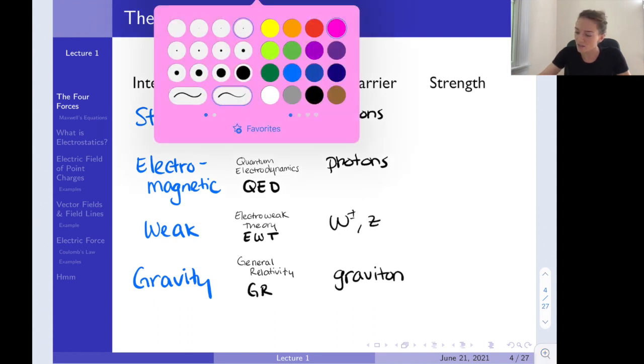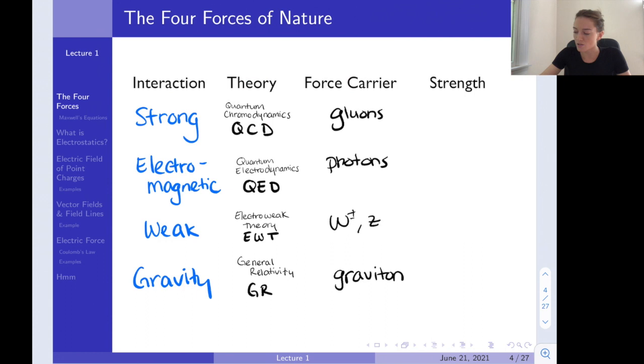And then just about the strengths of these forces. The strong force obviously is the strongest, and let's just set the strength of the strong force to 1. We'll just say that that's our benchmark force strength, the strong force at 1. And then compared to the strong force, electromagnetism is 100 times weaker. So compared to the strong force, the electromagnetic interactions are 10 to the negative 2 as strong.